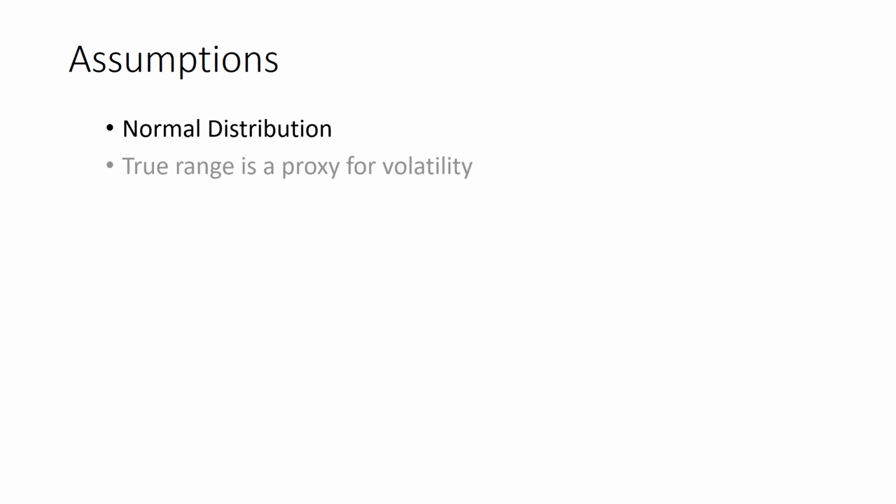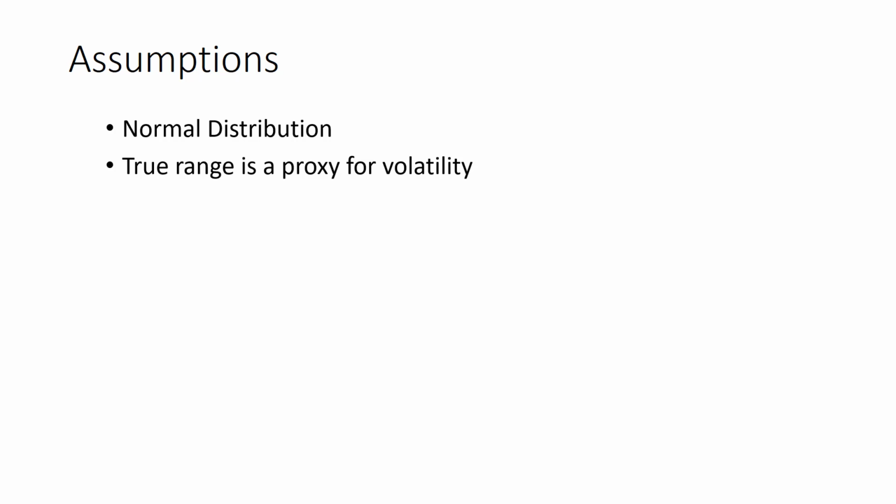When we're calculating the opening gap requirement for the Baltimore chop, we have some assumptions. And these assumptions have to be agreed to, or you really can't rely on the calculation. So let me just go over these. First off, we have to have a normal distribution. So the data has to be normally distributed. And in the case of stock market data, it almost always is normally distributed. The next assumption is that true range is a proxy for volatility.